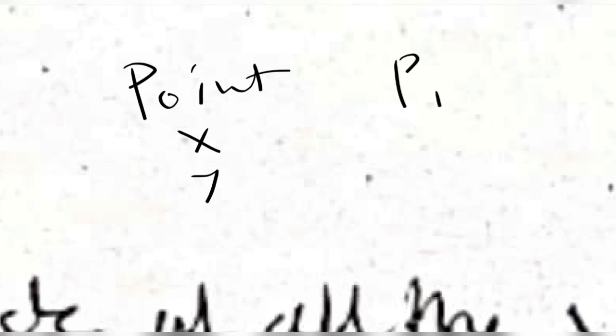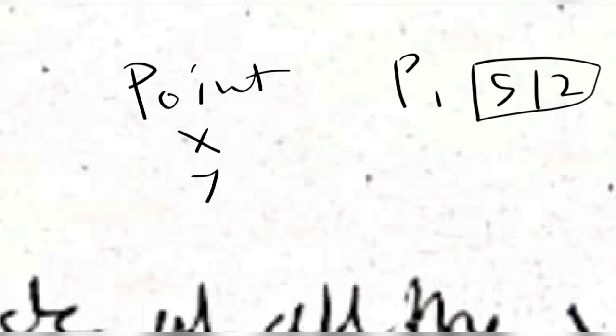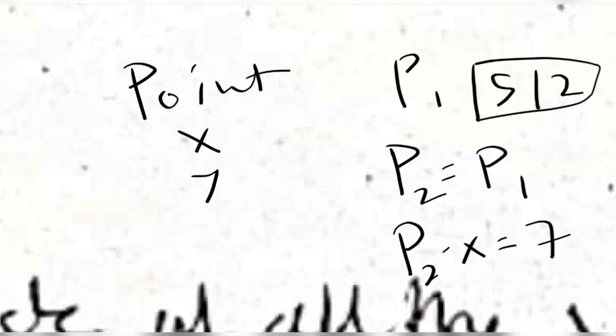Suppose that there is a class of point. The point has two members x and y, and I create an object p1. In that p1 I initialize the x value as 5 and y value as 2. Then I will create another object p2. P2 is equal to p1. So what does p2 have? P2 has 5 and 2, same. Now what I will do is p2 dot x is equal to 7. When I do this, the change will be directly reflected here. The p1's value will also get changed as 7.